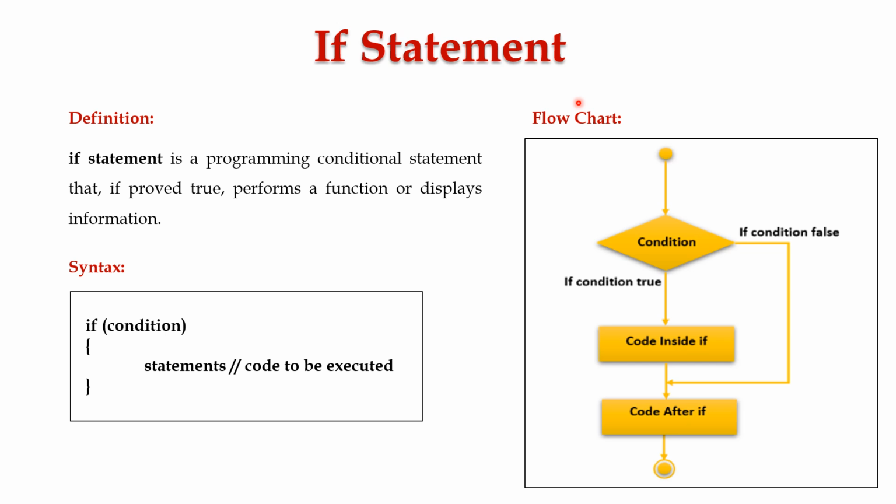So let's check out the flowchart for if statement. So the code starts here. We have a condition, if condition. If condition is true, we'll be having a code inside the if condition. So that will be executed. If condition is false, we will be moving to the code after the if condition. Finally, the code gets terminated here.